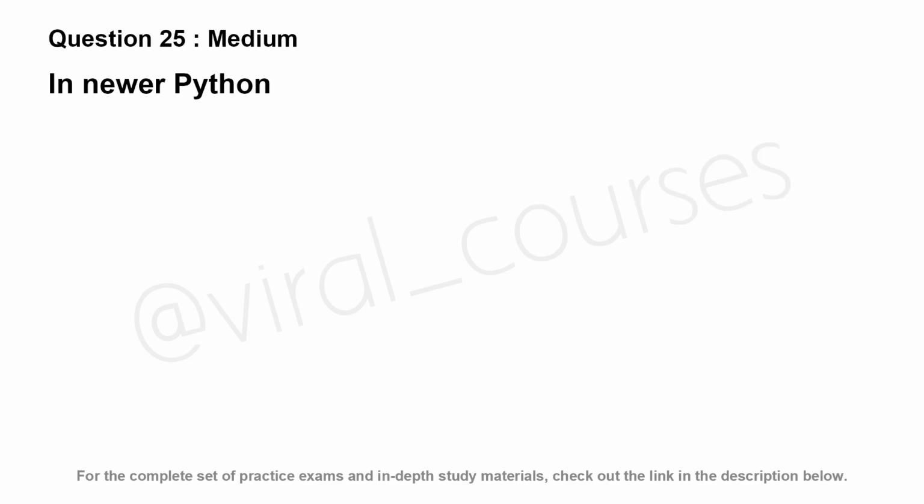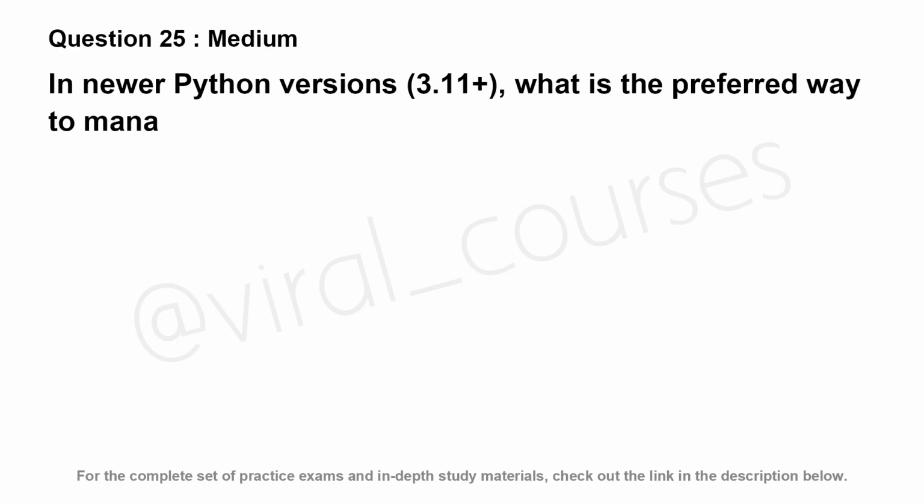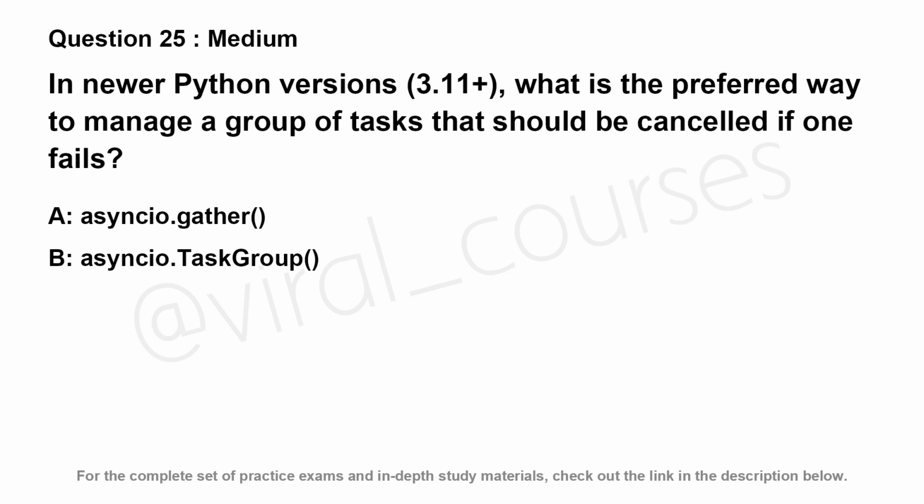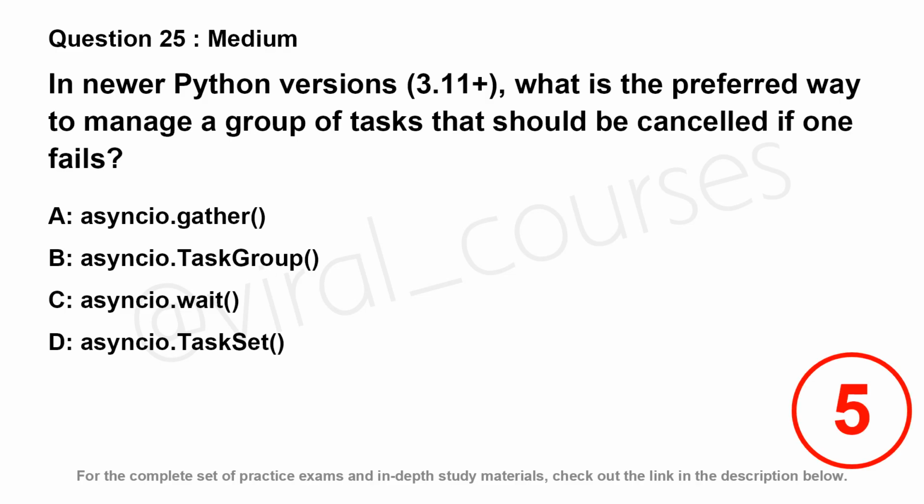In newer Python versions, 3.11+, what is the preferred way to manage a group of tasks that should be cancelled if one fails? Option A. asyncio.gather. Option B. asyncio.TaskGroup. Option C. asyncio.wait. Option D. asyncio.TaskSet.